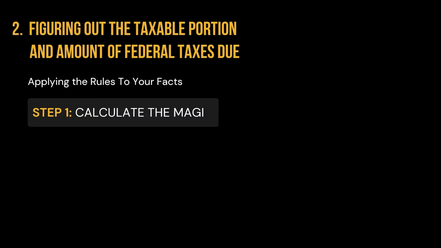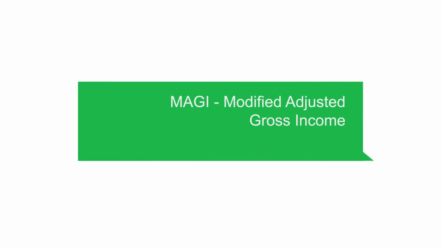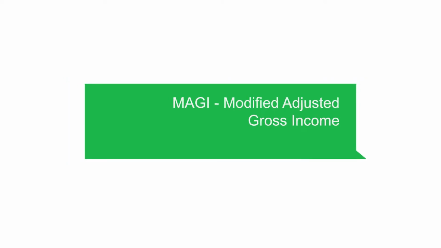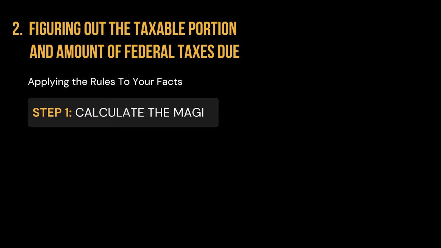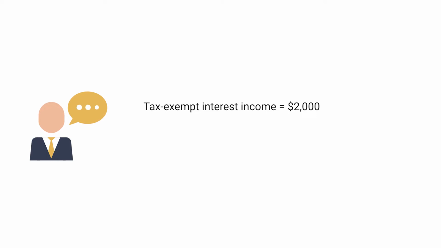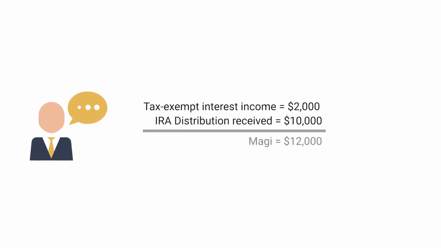Step 1, you're first going to calculate the MAGI. Your MAGI is modified adjusted gross income. When you're figuring out your modified adjusted gross income, you don't take any kind of deductions. You don't take credits. It's just all of your gross income lumped together. So you have 2,000 tax exempt interest plus the 10,000 IRA distribution gives you your modified adjusted gross income of 12,000. So that's the first step here.